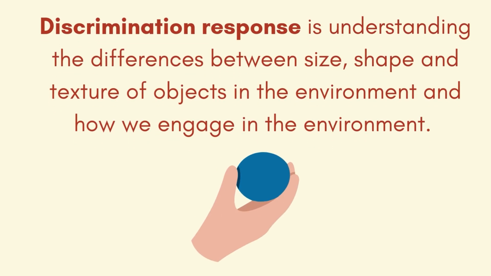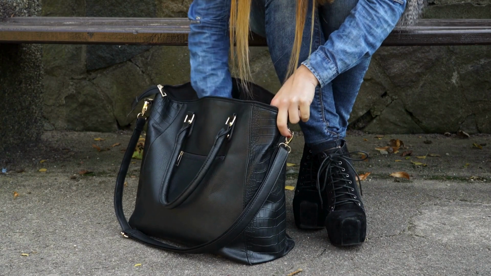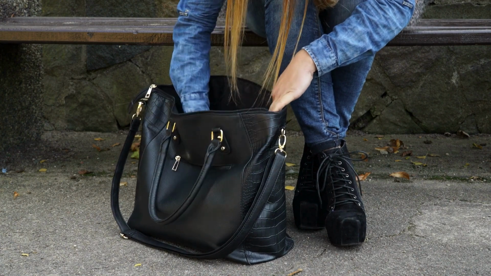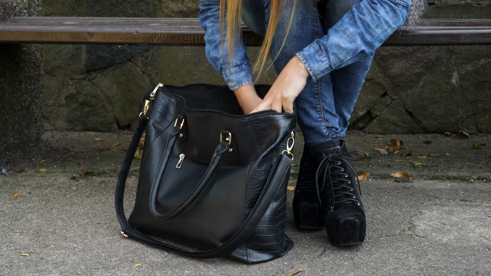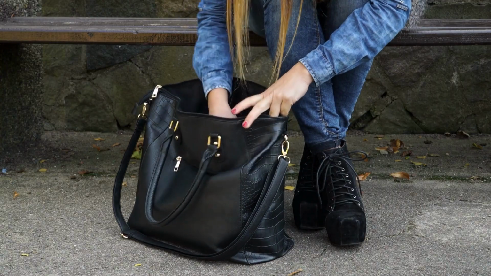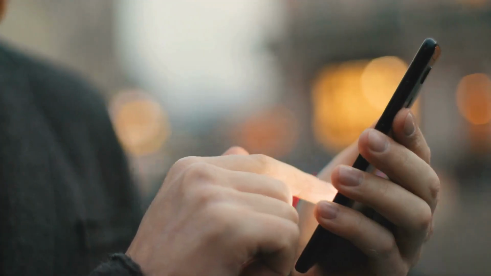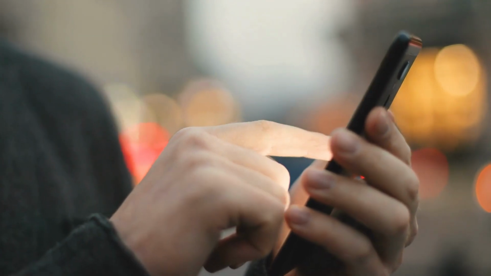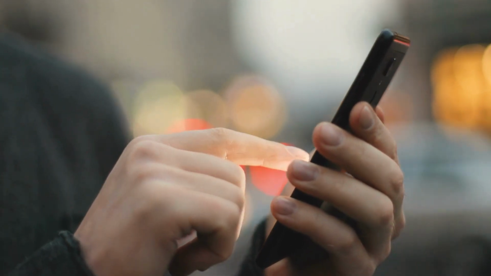The discrimination response is understanding the differences between size, shape and texture of objects in the environment and how we engage in the environment. For example, if I was to ask you to close your eyes and feel in your bag for an item, such as your phone, then most of you will be able to put your hand in your bag without looking and use your discrimination sense to determine what you are feeling by understanding the size, shape and texture of your phone.